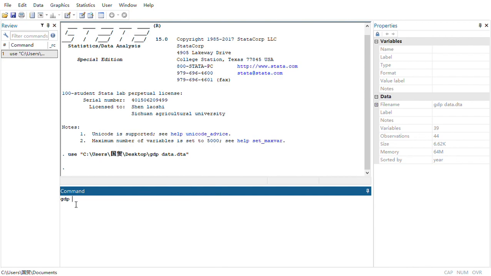carbon dioxide emission, written in short form as CO2, followed by other independent variables like trade liberalization, inflation rate, and energy consumption. These are our four independent variables.